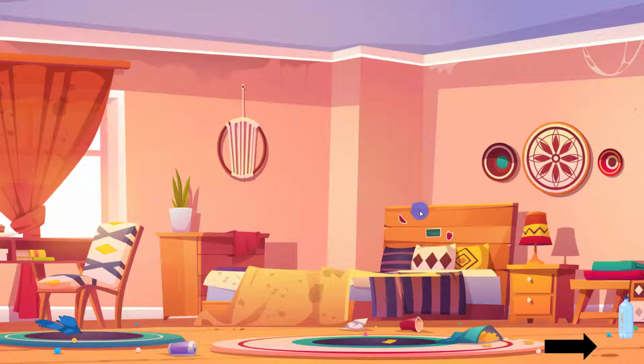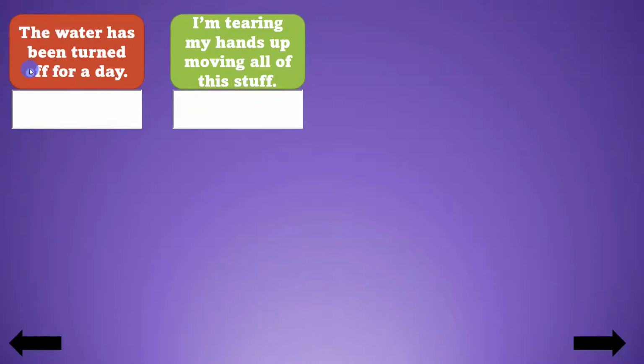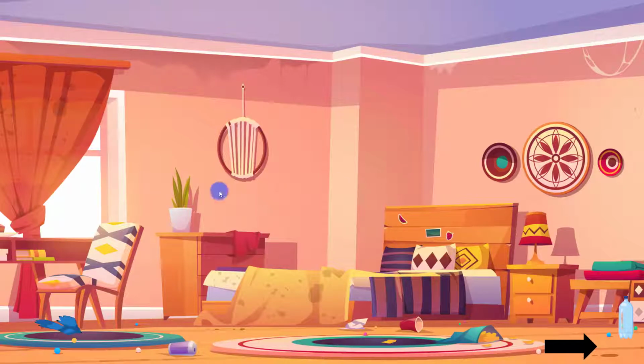Just for the sake of showing you the other slides, I'm going to click on this black arrow without selecting any objects in this room. And here I have a statement, a common problem that occurs in emergencies. So I have this, the water has been turned off for a day, and I'm tearing my hands up moving all this stuff, and I have these two boxes where I need to input information. However, because I have not found any objects within the room, there's nothing that I can drag and drop.